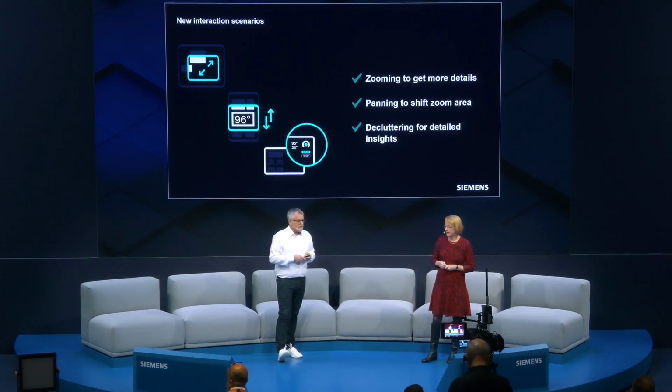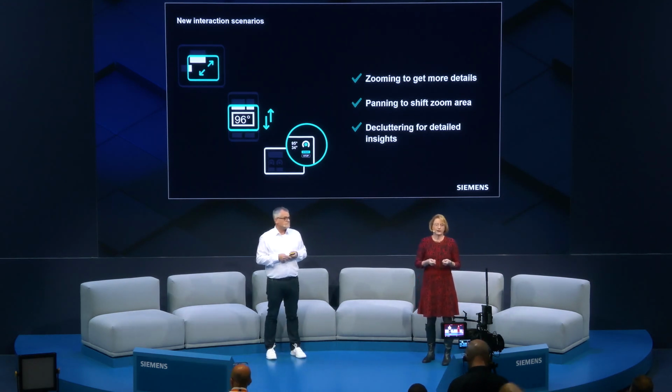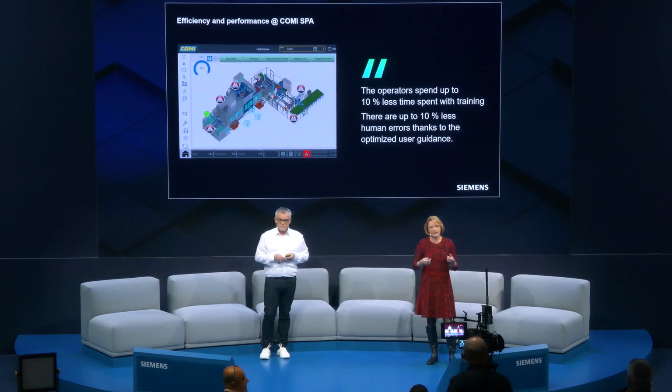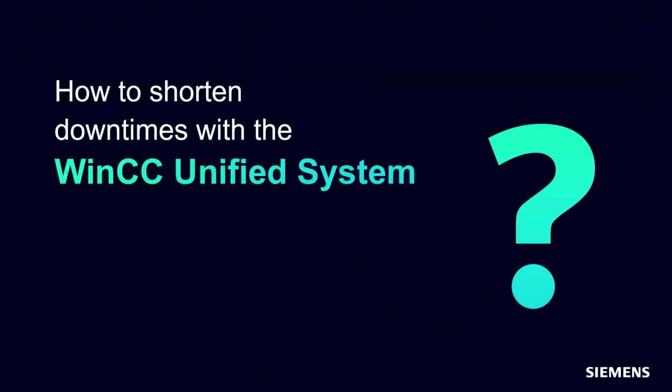Thank you for these insights regarding user interfaces and user interaction. Sophisticated operational concepts are often underestimated. Let me share the feedback of Comi Spa, an Italian OEM who used the change to a new system to do a real redesign of its operational interface. And the result: both operator training and human errors could be reduced by up to 10% just due to the better user operation guidance. 10% is quite impressive.